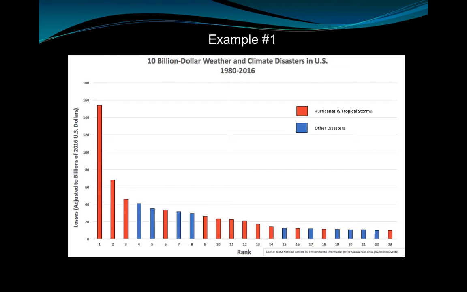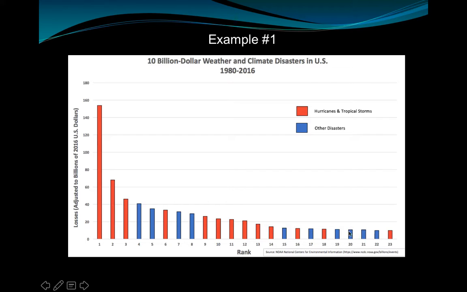So let's look at other examples. It's not just with hurricanes and storm surge that we see this type of statistical distribution. We see it in many different types of data. This is a graph of $10 billion weather and climate disasters in the U.S. from 1980 to 2016. So we've had 23 events that had at least $10 billion in losses.